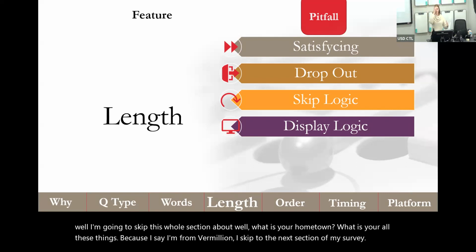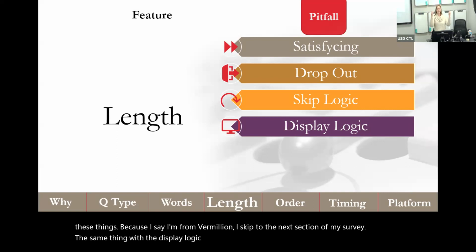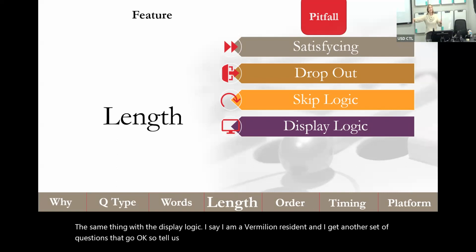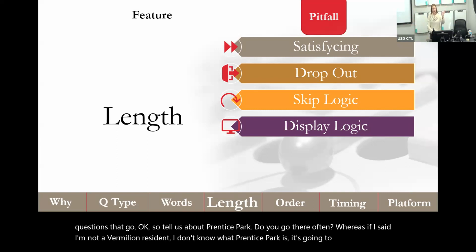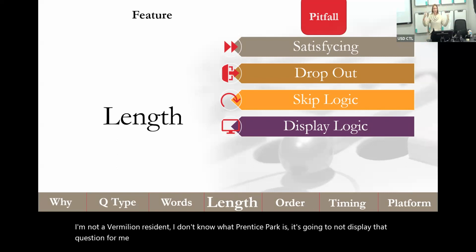The same thing with the display logic. I say I am a Vermilion resident and I get another set of questions that go, okay, so tell us about Prentice Park. Do you go there often? Whereas if I said I'm not a Vermilion resident, I don't know what Prentice Park is, it's going to not display that question for me.